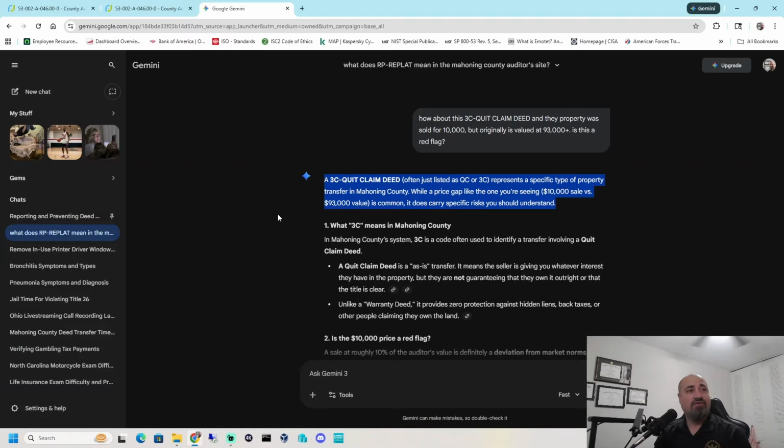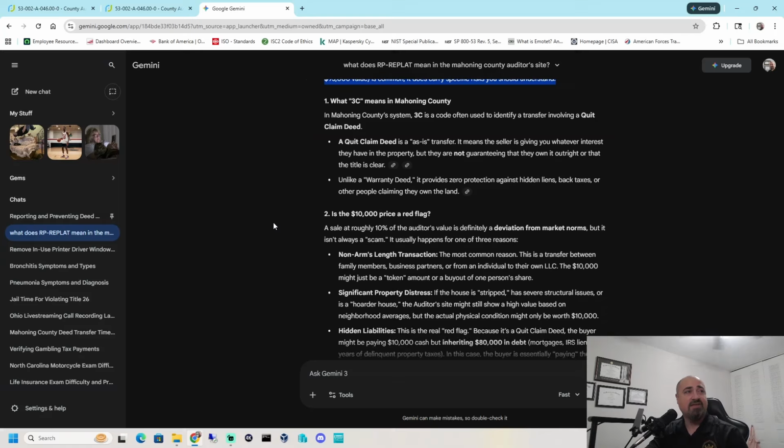So I want to know what a 3C quit claim deed is. It represents a type of property transfer. A price gap like the one you're seeing, $10,000 sale versus $93,000 value, is common, but it does carry risks that you should understand. So what does it mean? Well, they use this code to identify the transfer as involving a quit claim deed. A quit claim deed is an as-is transfer. It means the seller is giving whatever interest they have in the property, but they are not guaranteeing that they own it outright or that the title is clear.